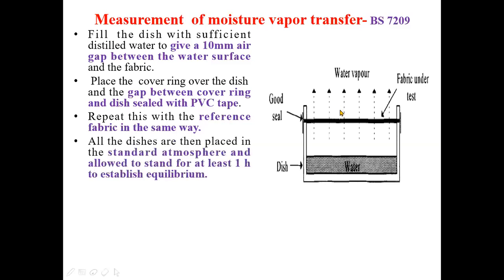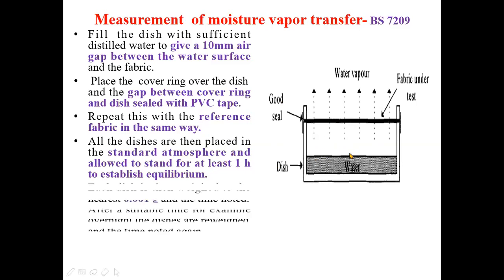Okay, now this is the test fabric, the test specimen, and we have to carry out this test for the reference fabric in the same manner. All the dishes are then placed in a standard atmosphere and allowed to stand for at least 1 hour to establish equilibrium. Now, both dishes, one with the test specimen and another for the reference sample, will be placed for 1 hour to reach the equilibrium.